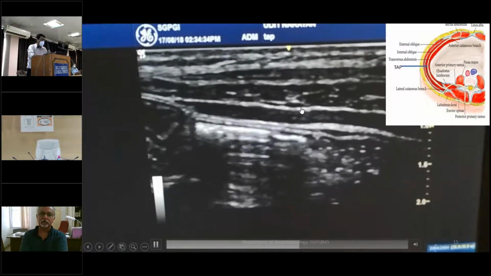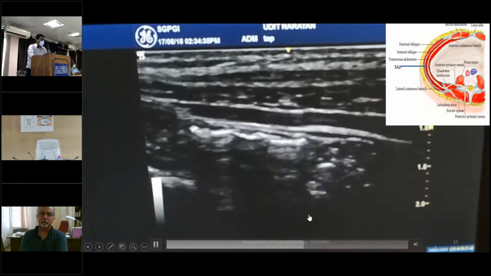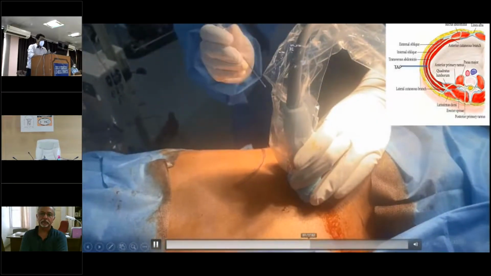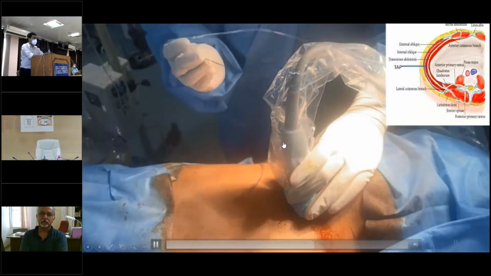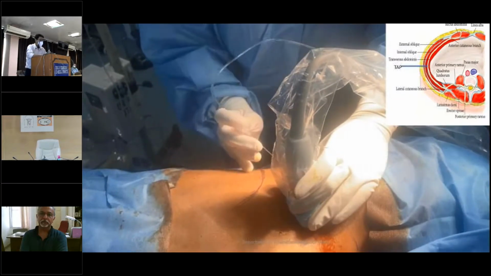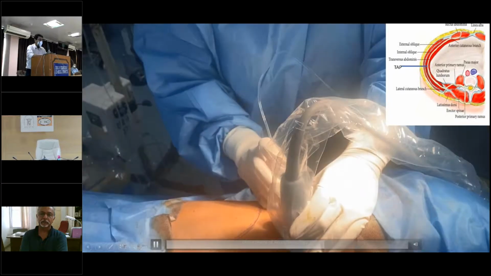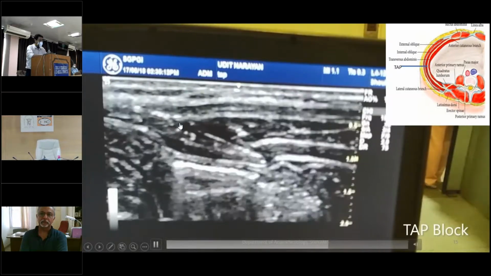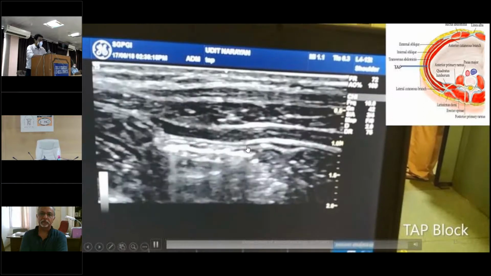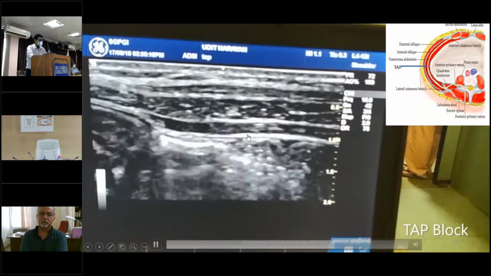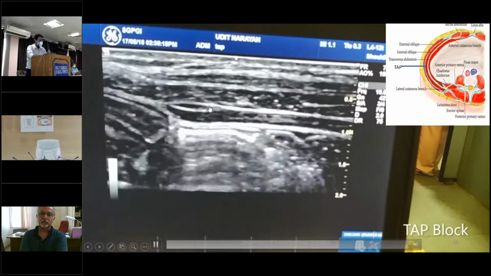This is our plane. Once we get a good view, we insert a needle with an in-plane approach, that is longitudinally. Again, going back to the sono anatomy. This is our needle. We have reached the transversus abdominis muscle, withdrew our needle slightly, reached the plane.